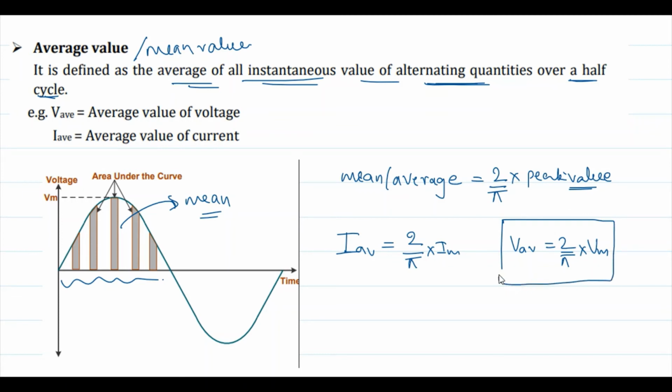So these are called as mean value of AC quantities, that is current and voltage respectively. Okay, so now another term that is called as root mean square value. So let me define that one.